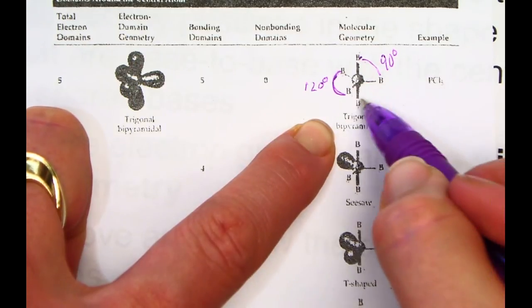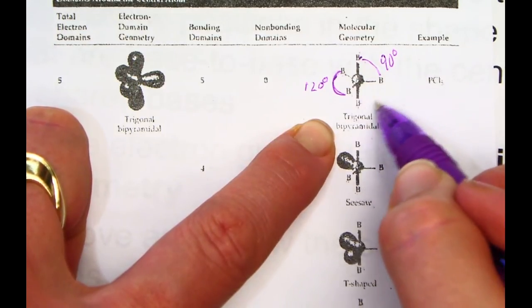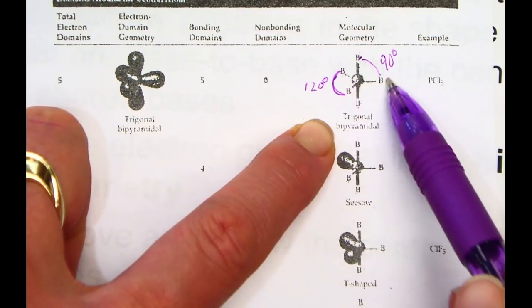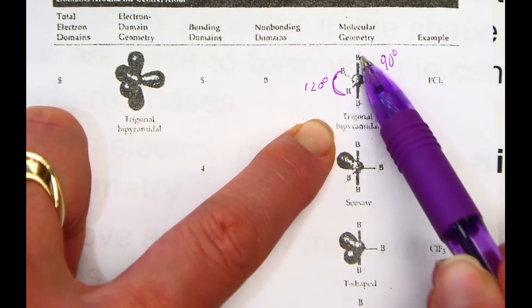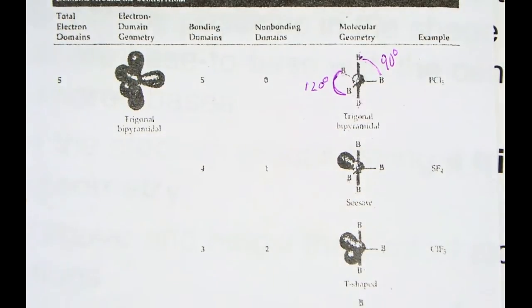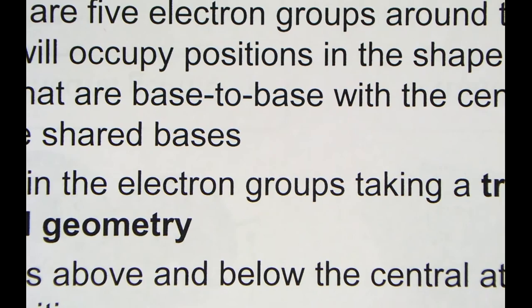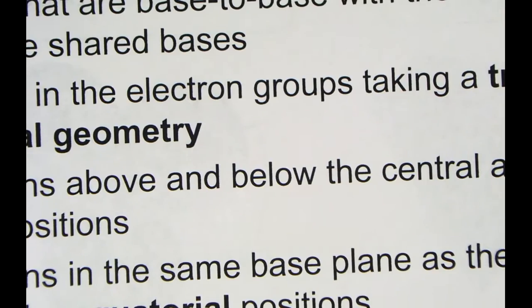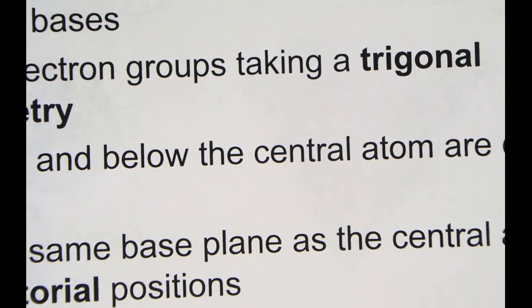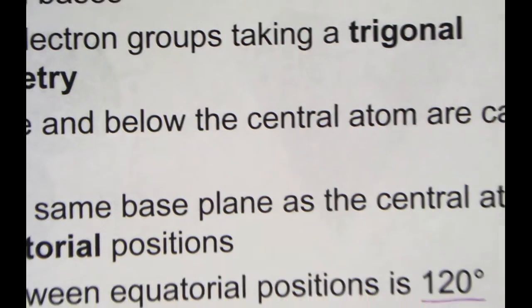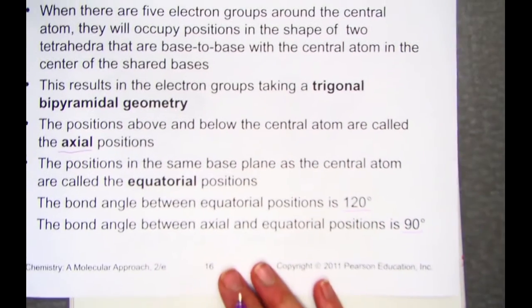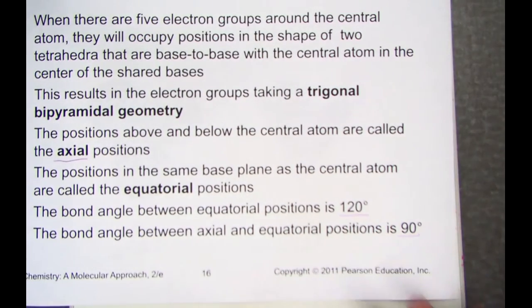From top to bottom would be 180. From a top to an equatorial, the axial to equatorial would be a 90 degree. So there's two different bond angles in the trigonal bipyramidal electron domain. So the bond angle between equatorial, 120. The bond angle between an axial and equatorial is a 90 degree bond angle. And zoom back out to see those already typed for us there.